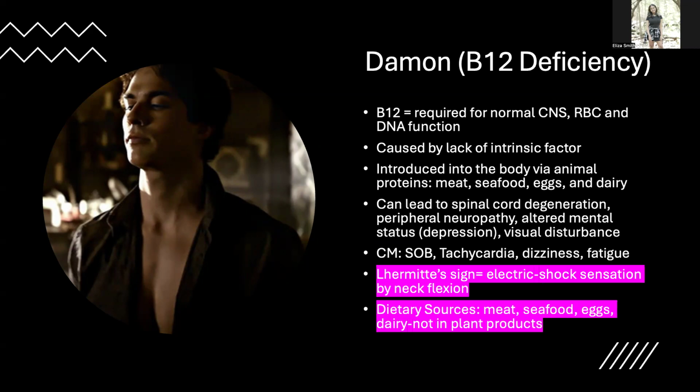Now, B12 is required for normal central nervous system, red blood cell, and DNA function, and this is caused by a lack of intrinsic factor. Now, this is introduced into the body via meat, seafood, eggs, and dairy. And studies have not found any sources of plant products that can allow vitamin B12 to be entered into the system. So it's important that you're educating the patient on those foods for this system.